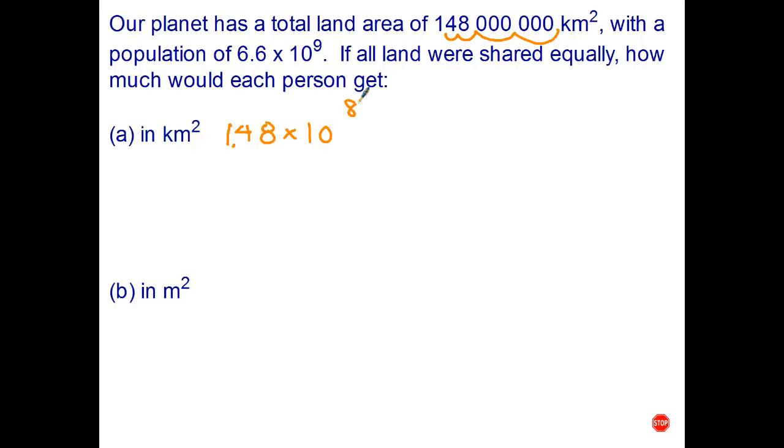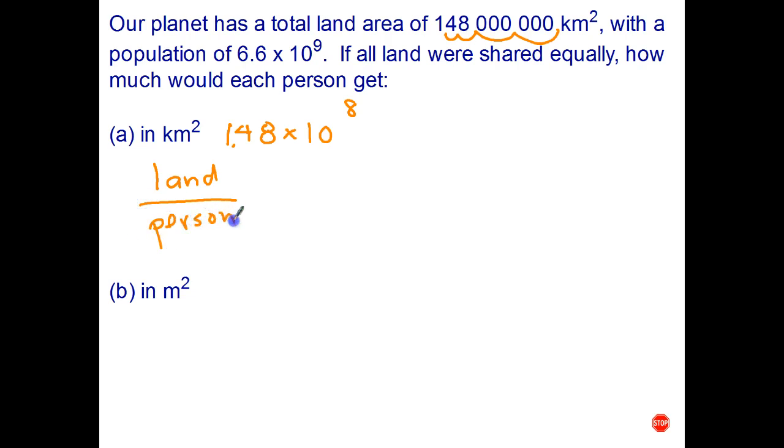If all the land was shared equally, how much would each person get? So you've got to divide. Now, which way do we divide? Well, just ask the question, are we working out area per person or person per area? And the question says if all land was shared equally, so in this case, we want land per person. So I'm going to put land on top, per person.